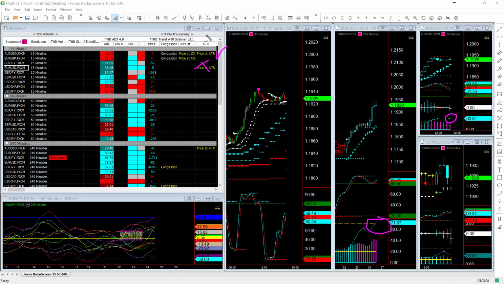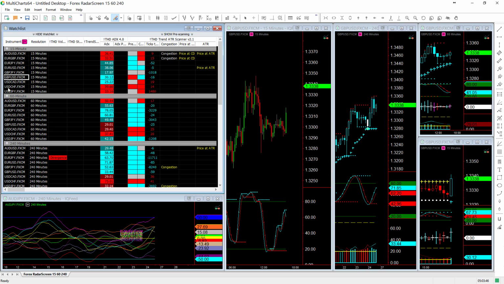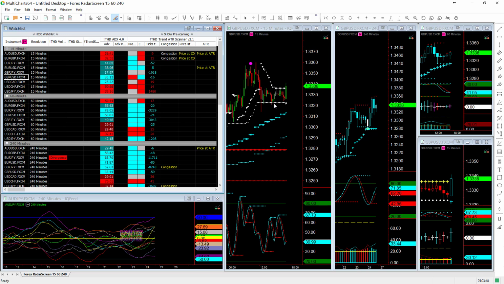And again, this is going to highlight every market that is at an ATR. So you know exactly which markets you need to look at and when you need to look at them. Okay, let's look at the British pound dollar. Again, you can see it came to the congestion dot, went back and tested the ATR, came back down to the congestion dot, and now it's going back up.